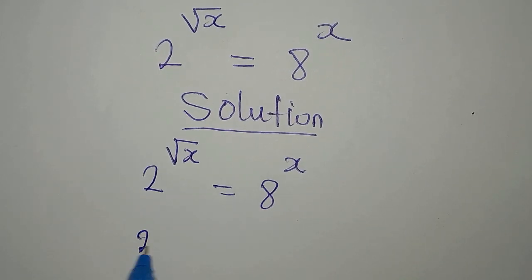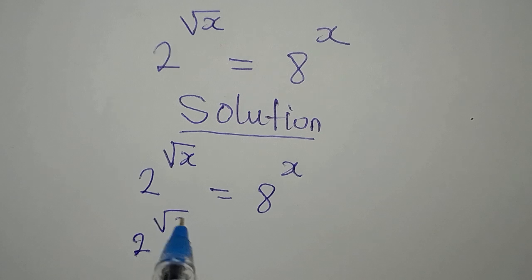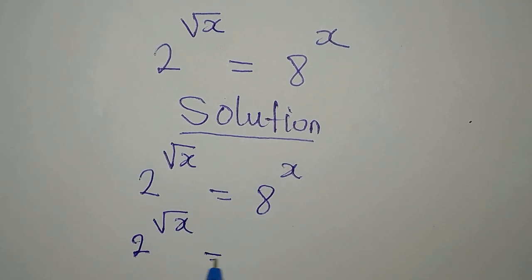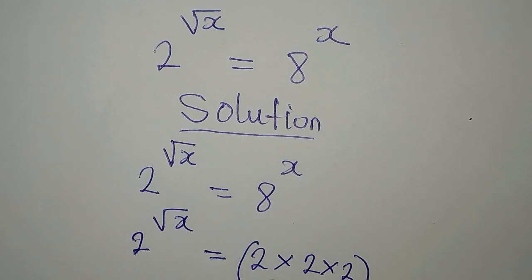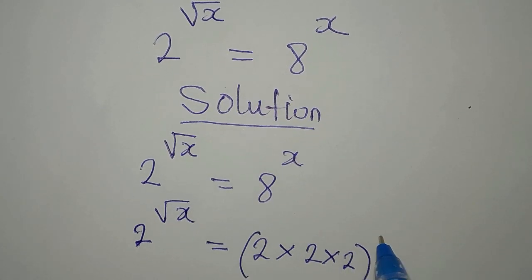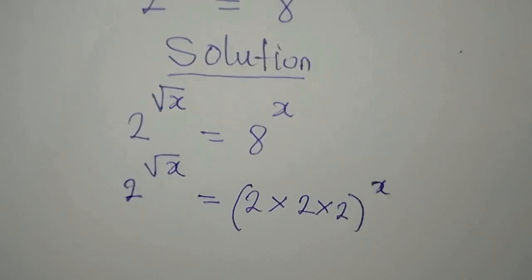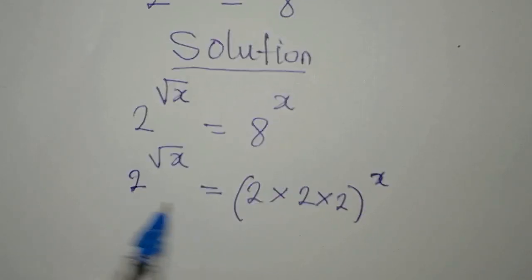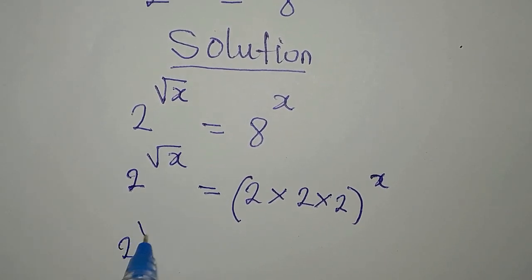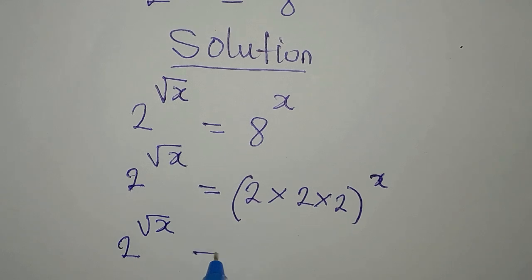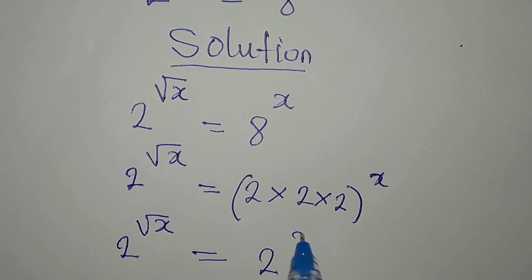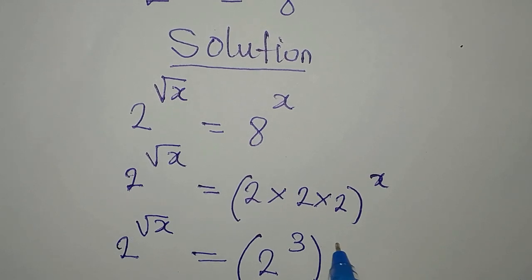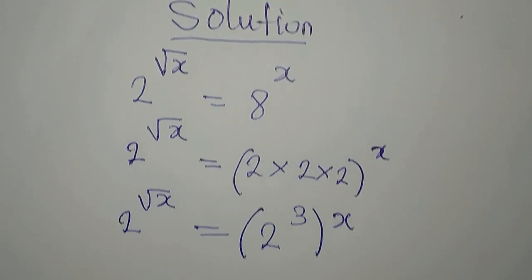So that we have 2 to the power of square root of x being equal to 8, here is 2 times 2 times 2, right? So this will be to the power of x. So this means that we can make them have the same base. 2 to the power of x. This will now be 2 times 2 times 2 is 2 to the power of 3. Then we have x outside.